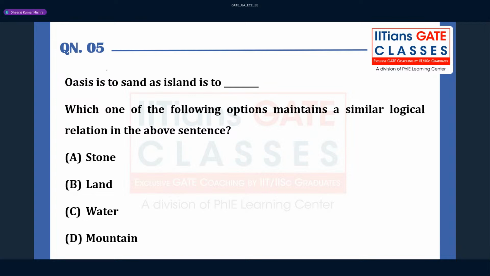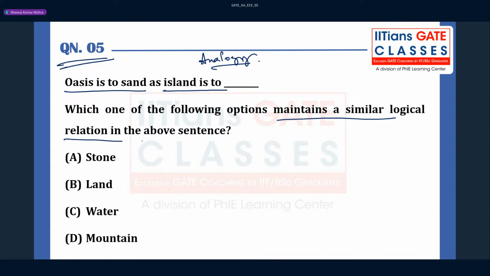Okay, so let us go for question number 5. Oasis is to sand, and island is to what? Whenever we talk about an island, we always dream about going there. Oasis is to sand, you can say. This is an analogy based question. Which of the following options maintains a similar logical relation as given?